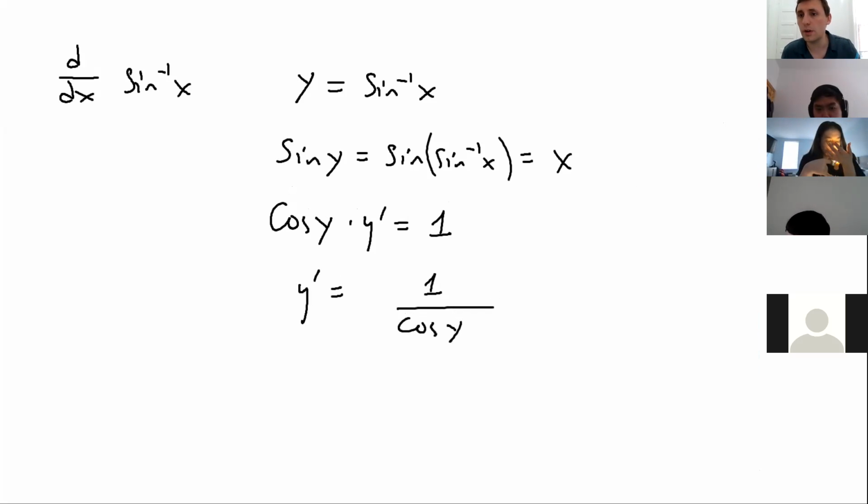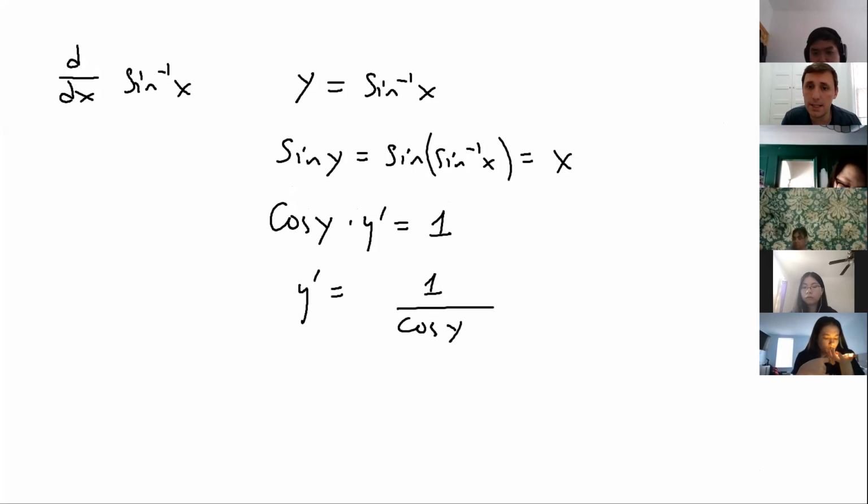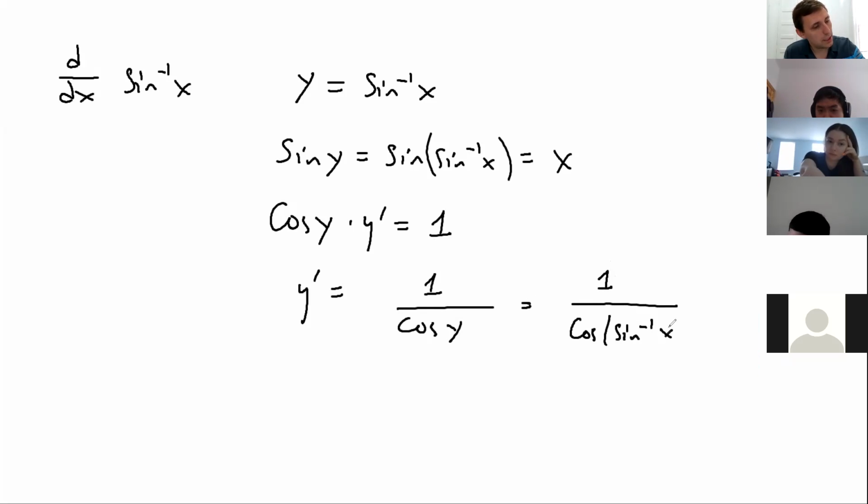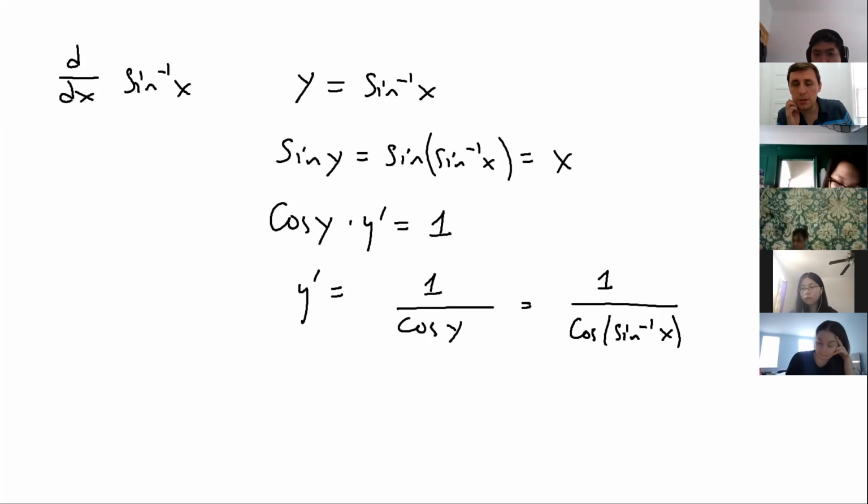Do you see why it's 1 over? The 1 over is because it's the same slope as I had before, but I need to take 1 over it because I switched the notion of vertical and horizontal. Yes? So it's 1 over cosine of y, which is 1 over cosine of sine inverse x. I could leave it like that, but I can do something much better and much more useful.